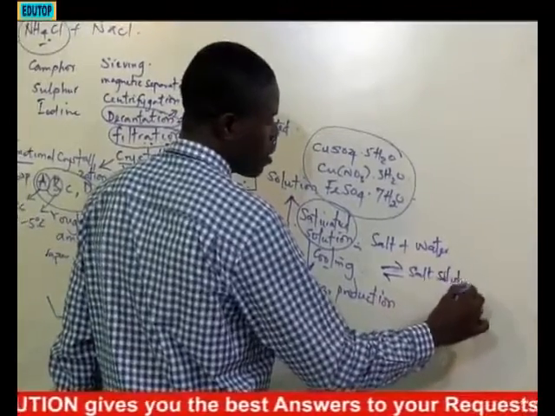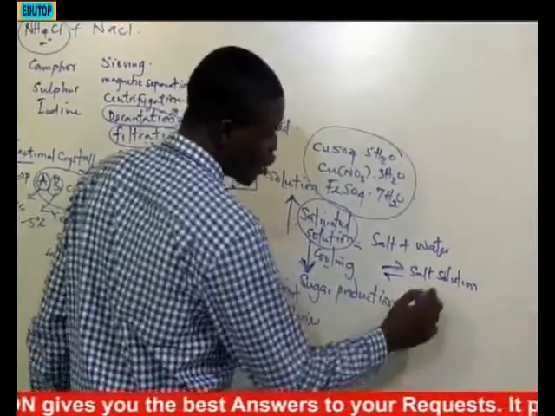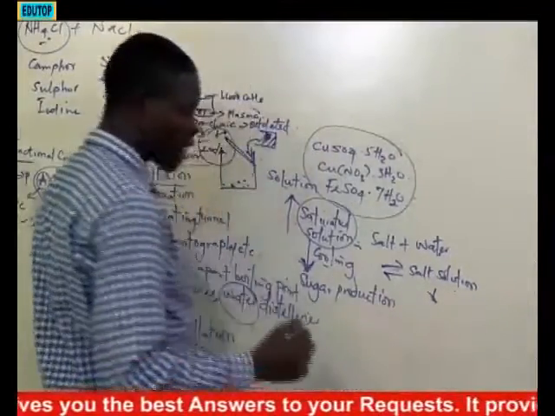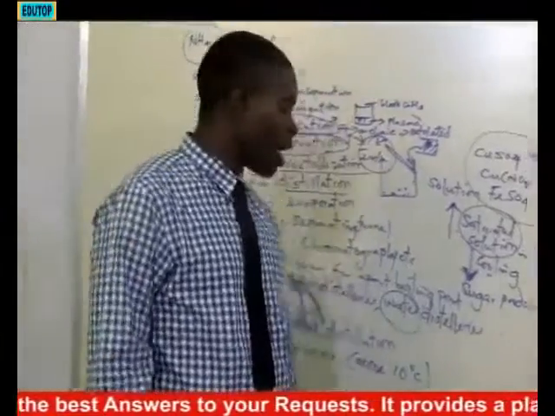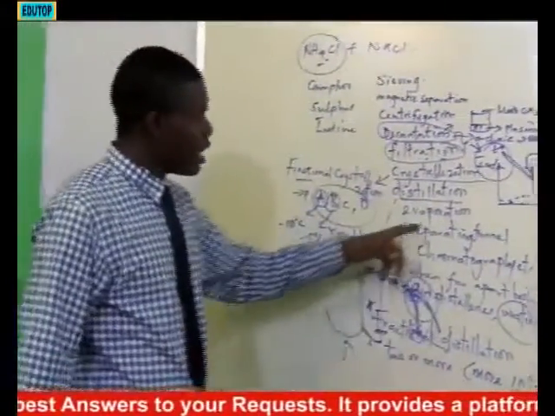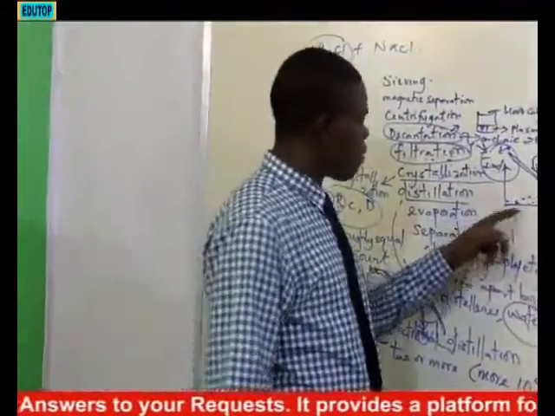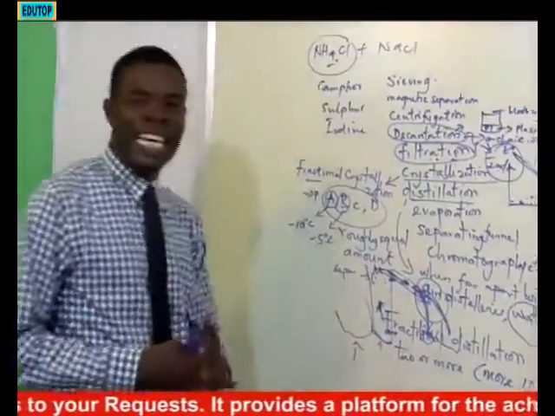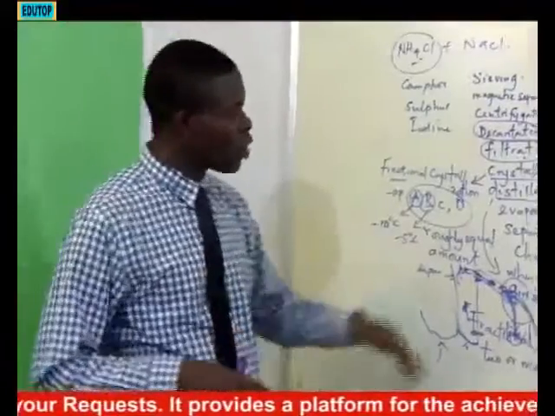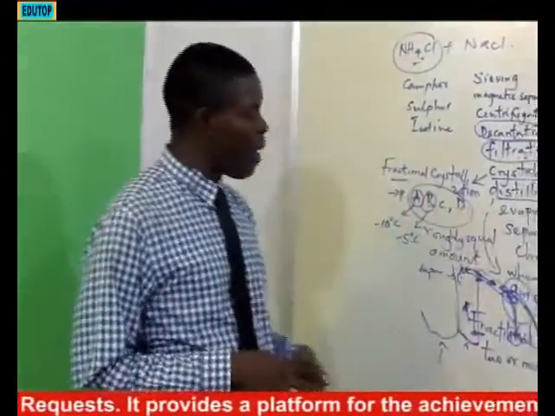How do you get salt back from this? By subjecting it to what? Evaporation. So by the time you subject it to evaporation, you recover your salt back. So what it means is that it is used to separate solid solute from a solution, and it is employed in the salt making industry. So industries that make salt use evaporation.